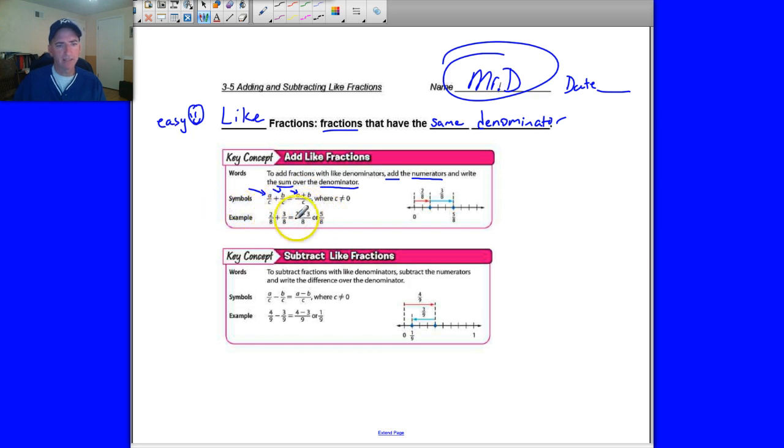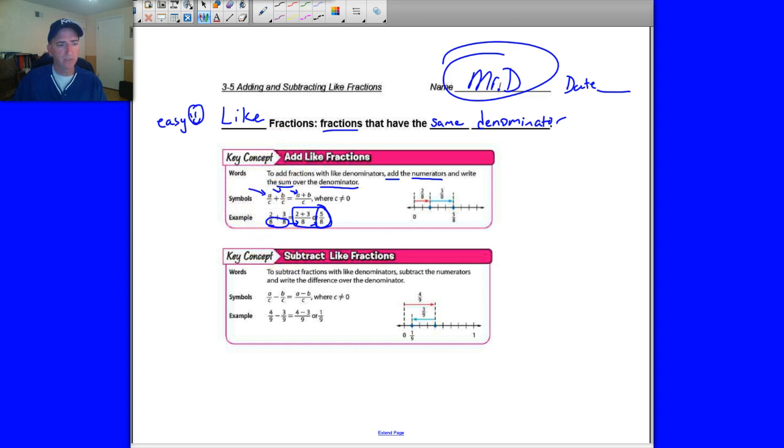Here's an example. I think this is blocked out on your page, so you'll have to write this in. If we have 2/8 plus 3/8, what we do is we add the 2 plus 3, put it over 8, and our final answer is 5/8. So you see how we kept the denominator the same, and then you just add the top numbers. With fractions, that's the only way you can do it. You can only add or subtract them when you have the same denominator.